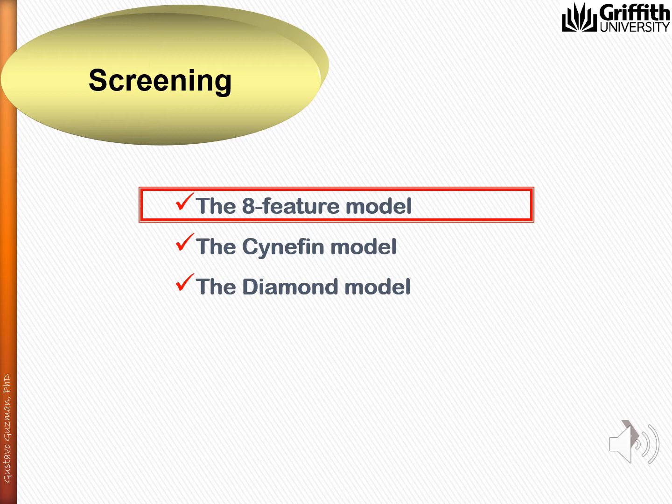Why do we present three models? Because as I have mentioned before, there is no one universal model that will address all characteristics of complex projects. So today we will start with the A-feature model.